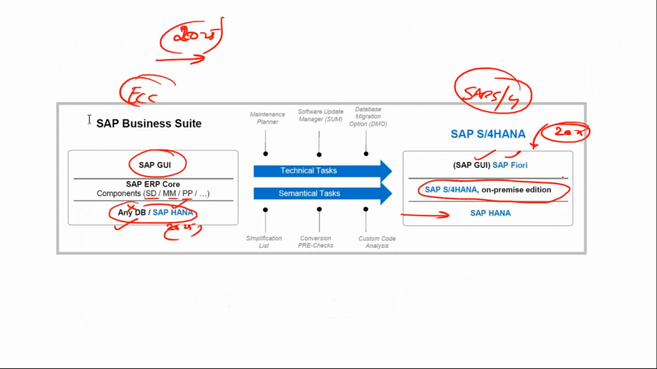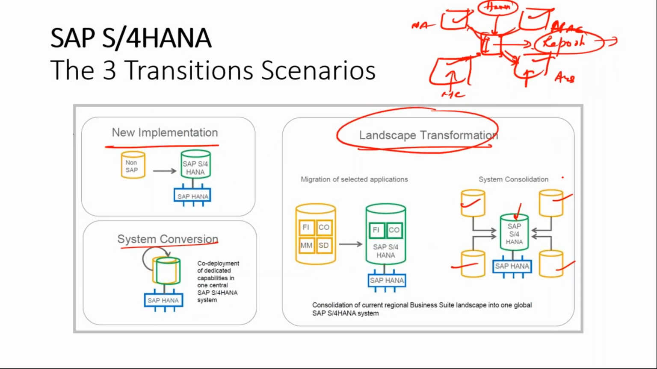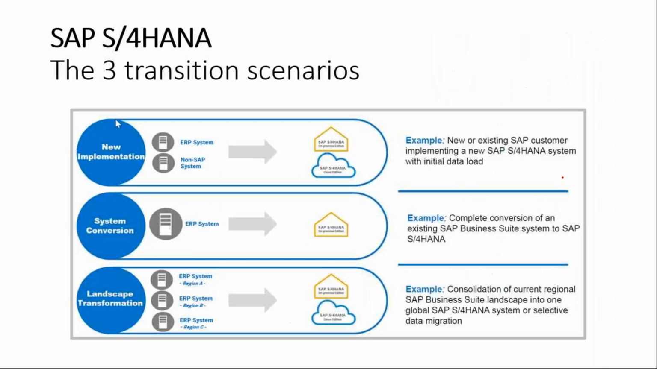And we'll be discussing what the prerequisites are predominantly for all these scenarios. Okay. What is the new implementation, the system conversion, the landscape transformation? I'll just continue for another 5 more minutes. I think it's almost past 8. Another 5 minutes, by 8 I'll try to close it.